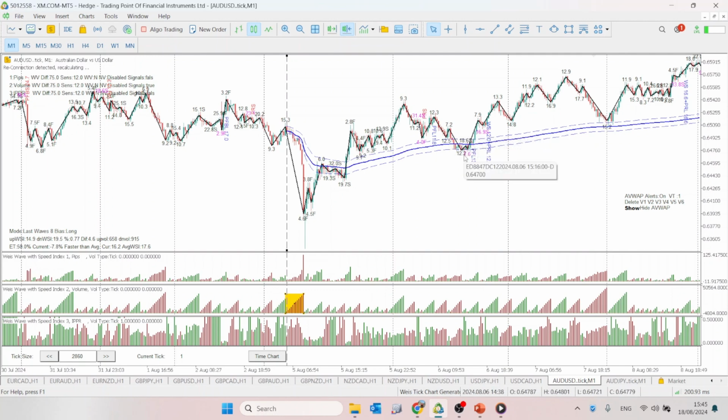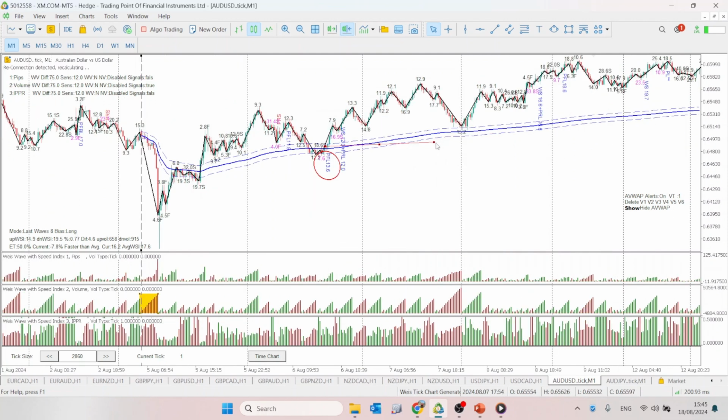This is the pullback on the VWAP, and this is the long entry. Okay, that's the long entry right here. As you can see, speed index was 4.6 F, which means fast. All right, so we enter long right at this location on this signal.